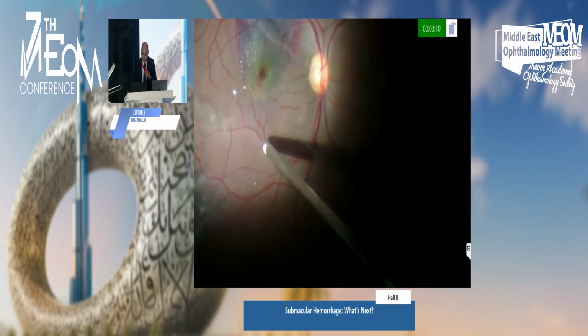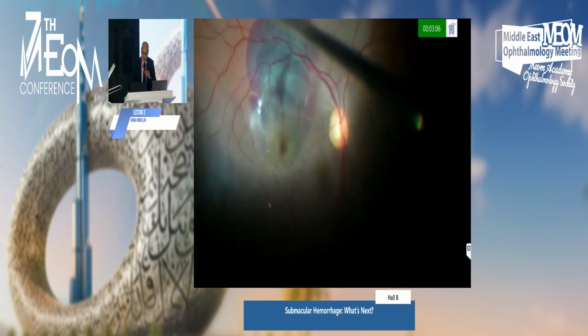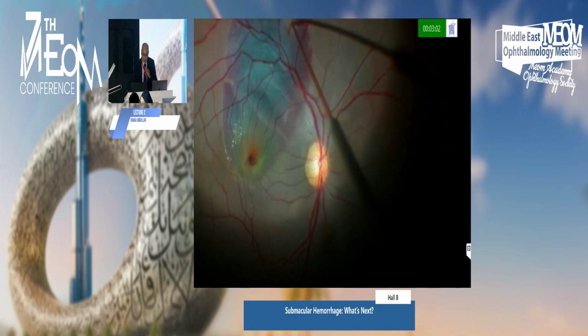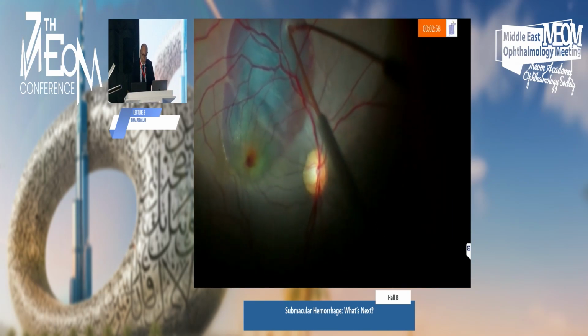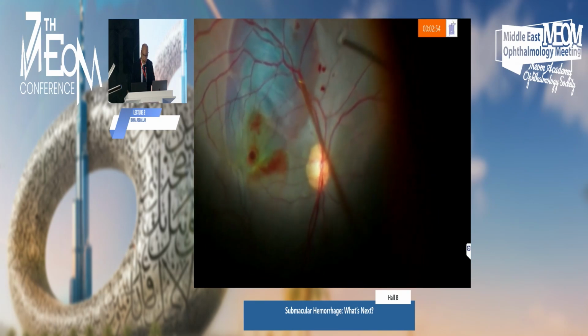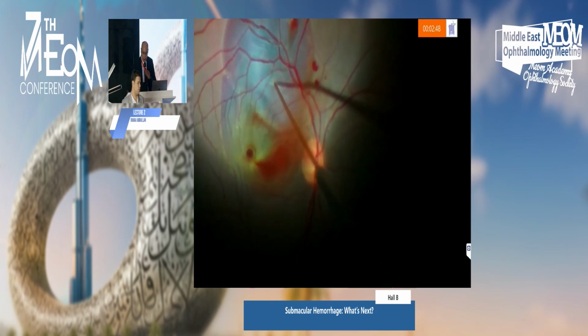Here we are doing a vitrectomy with removal of the posterior hyaloid. Also, in this case, I injected TPA 40 microgram. TPA is injected in more than one site because there is extensive deep hemorrhage.